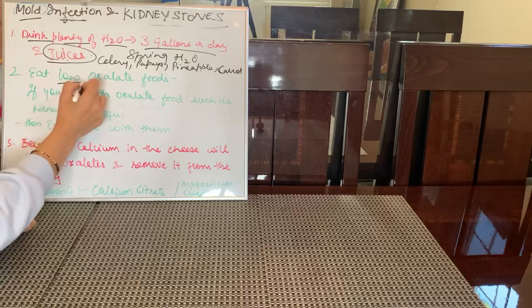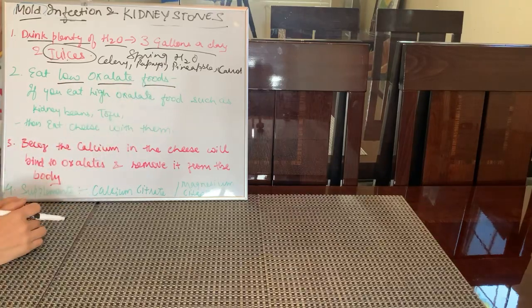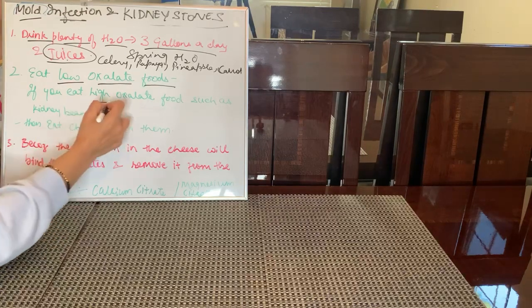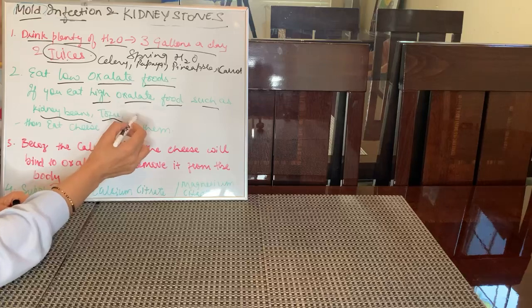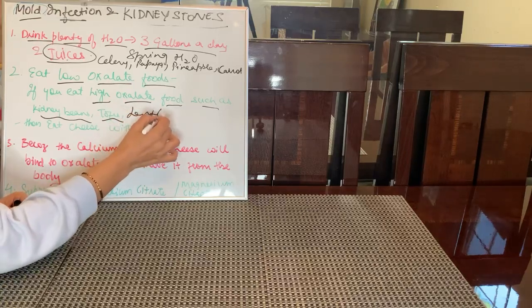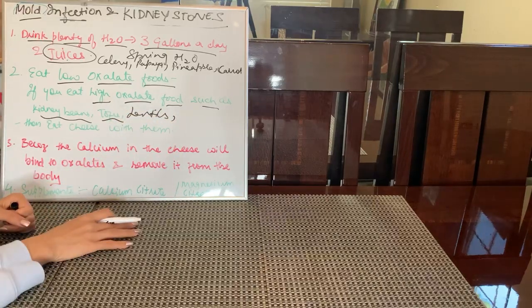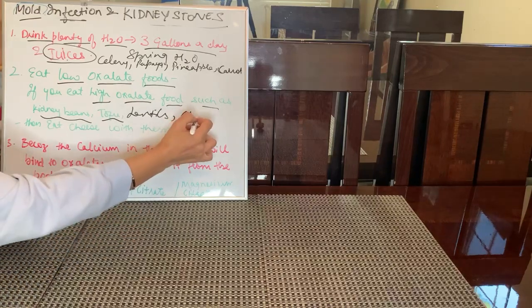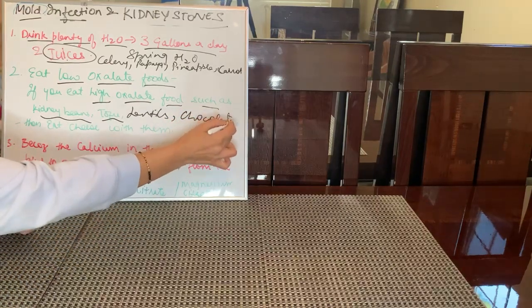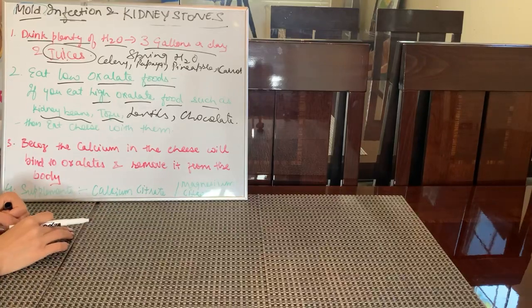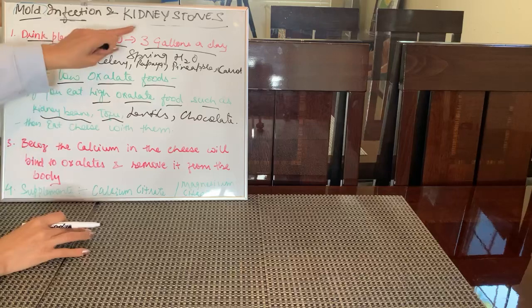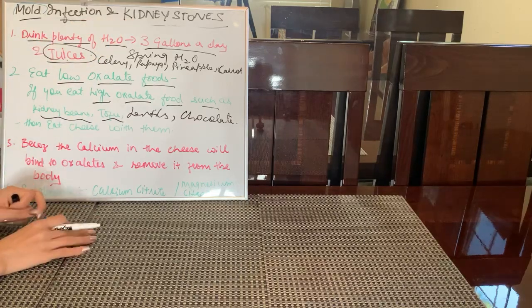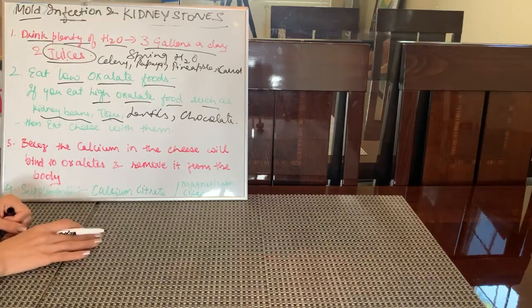You must eat low oxalate food. So low oxalate food you have to eat. If you eat high oxalate food such as kidney beans, tofu, lentils, what else, guys? Chocolate. They're all high in oxalate. If you eat such high oxalate foods, then definitely there will be formation of kidney stones, calcium oxalate, magnesium oxalate.